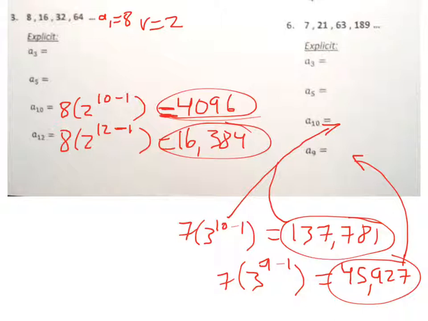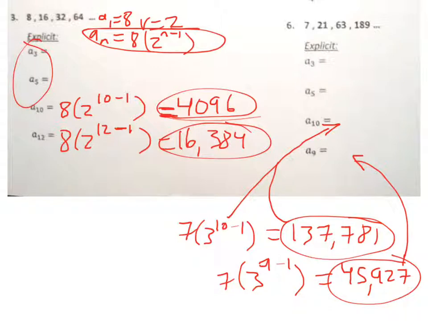So once you have that, then you just need to write your function, which for the geometric sequences goes like this. A sub n is your initial value, open your parentheses, times your common ratio to the n minus 1 power, and that's it. You're good to go. And so now you can actually use that to get things like a sub 5, 10, etc.